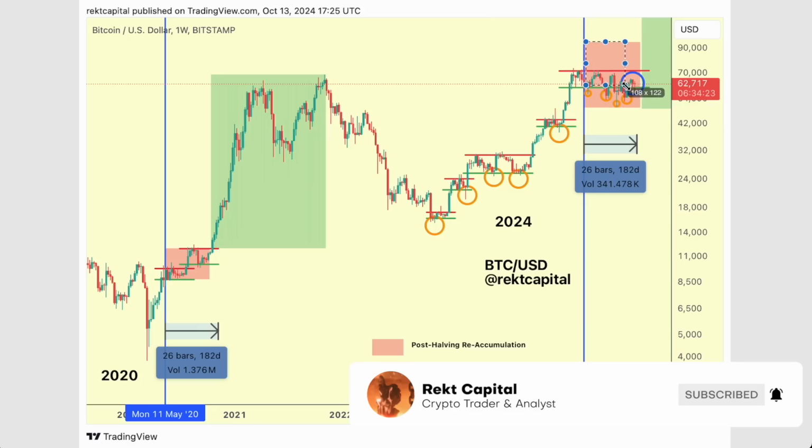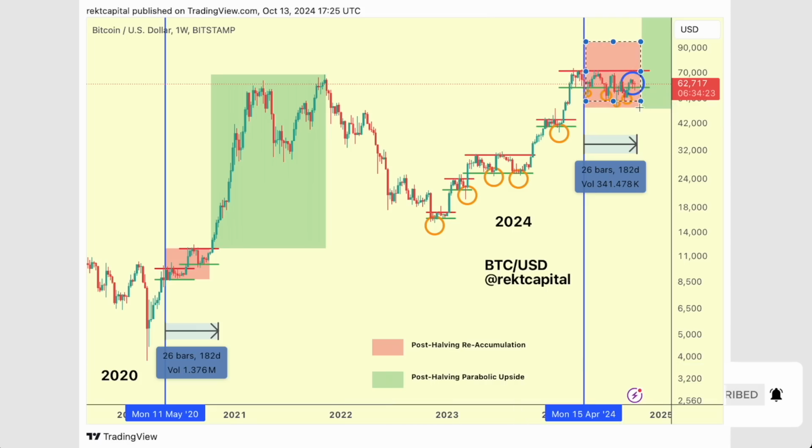So Bitcoin has been enjoying an extended reaccumulation phase of 182 days after the halving. And in the past, we'd see Bitcoin actually break out from its reaccumulation phase 160 days after the halving. So what's going on? How come we've extended by 20 days already? That's almost a 3-week increase in this reaccumulation phase. And why is that happening?